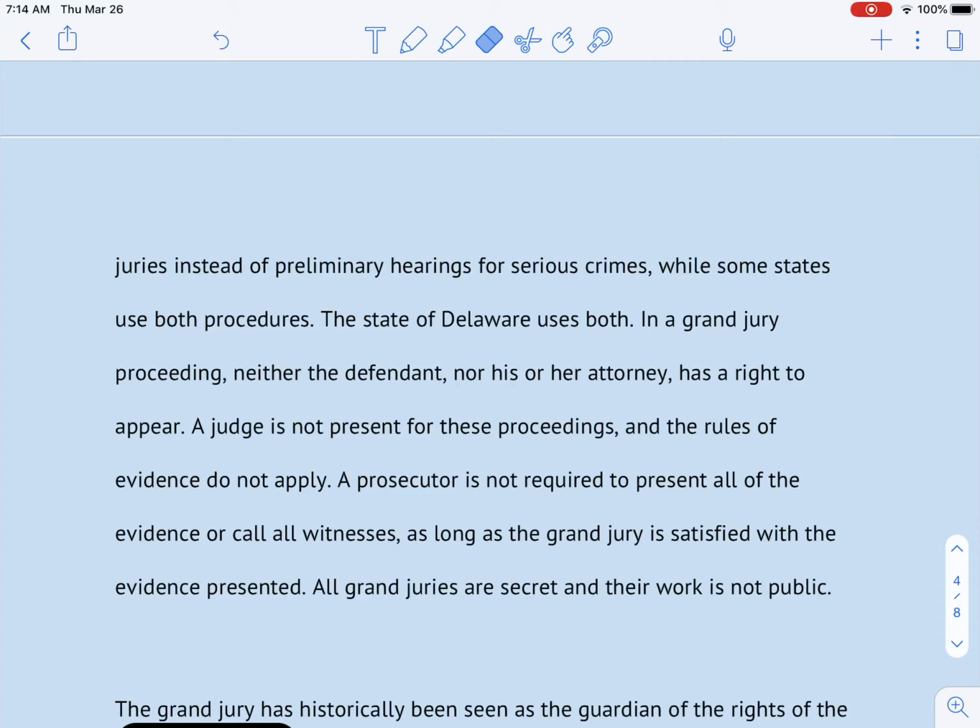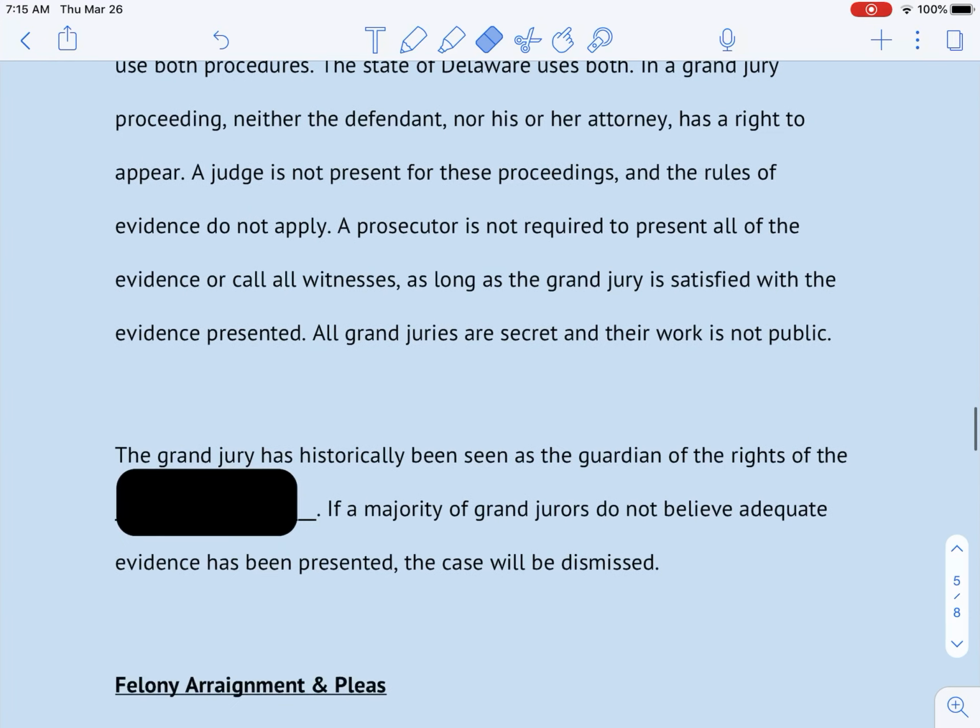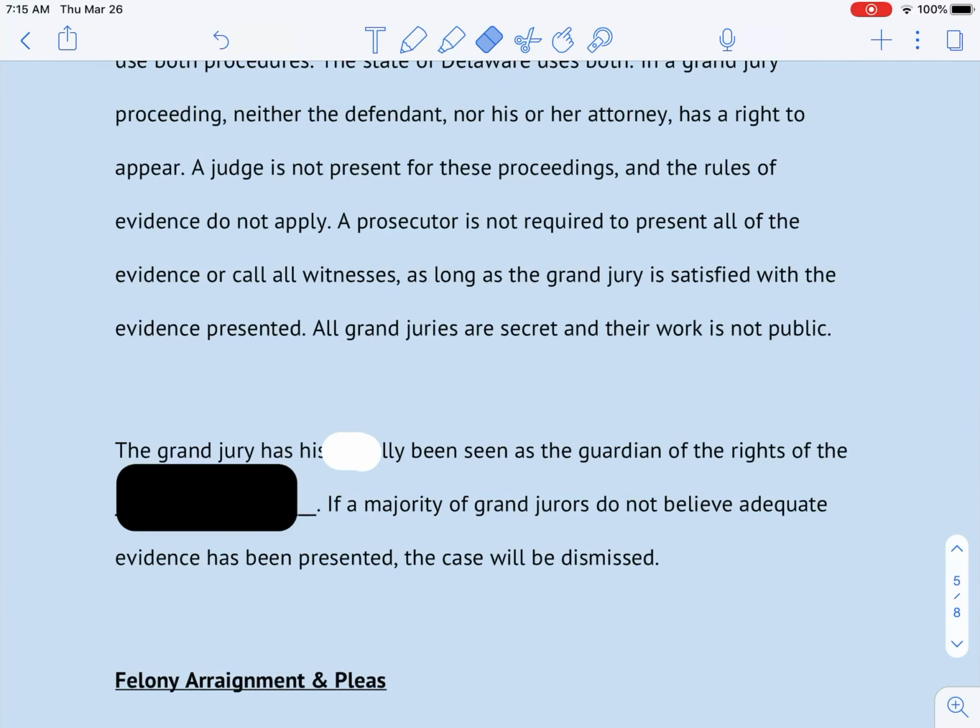So a prosecutor is not required to present all of the evidence or call all witnesses, as long as the grand jury is satisfied with the evidence presented. All grand juries are secret, and their work is not public. So it is a very closed process. Now, the grand jury has historically been seen as the guardian of the rights of the innocent. So if a majority of grand jurors do not believe adequate evidence has been presented, the case is then dismissed. So they need to make sure that a majority of grand jurors believe that there is a case in order for this to proceed.